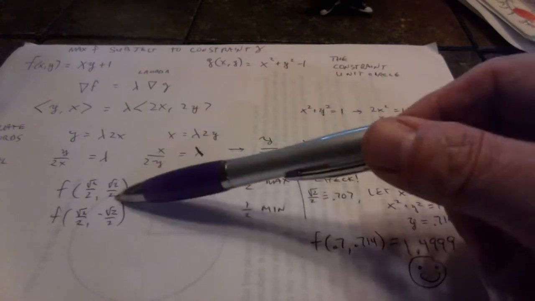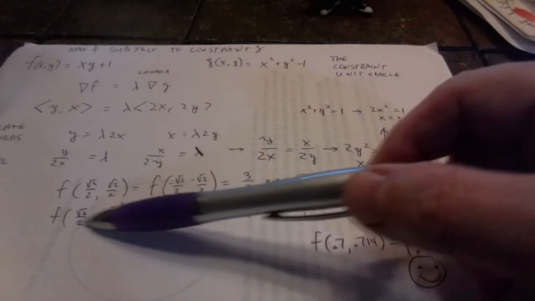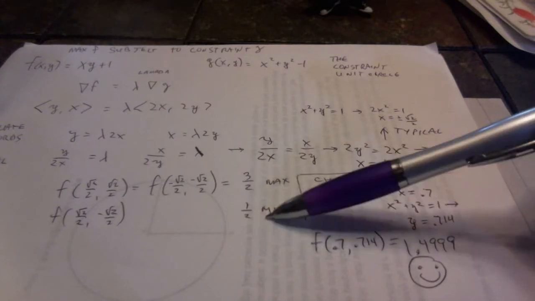So my max is when x and y are the same sign. My min is going to be when x and y are opposite signs. So my max is 3/2. I get the min for free. I mean, we were asked to find the max, but we're also finding the min.